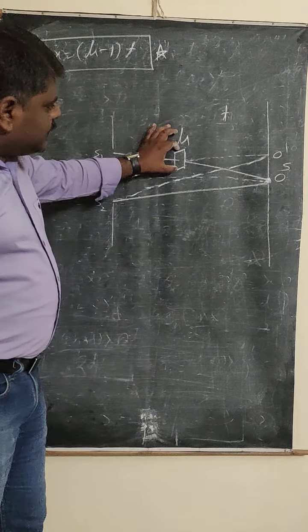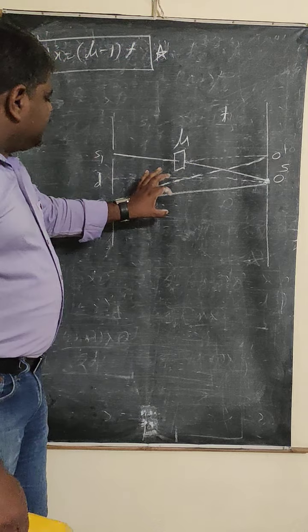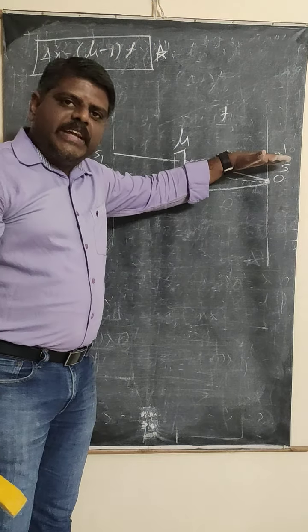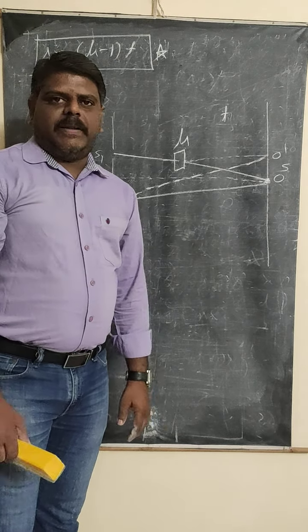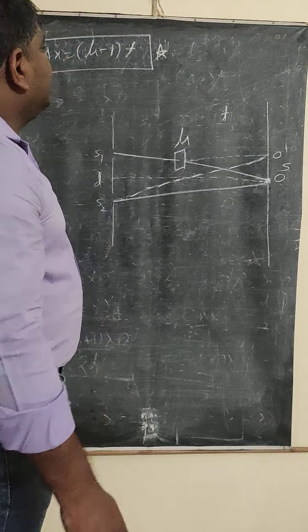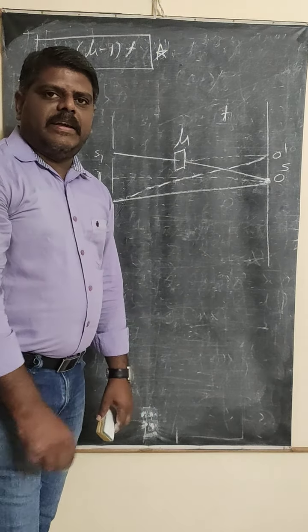For example, if this transparent glass plate is introduced in the direction of S2O, then what happens? In which direction will the fringe shift? The downward direction. So the total delta x equals (mu minus 1) into t. That is the condition you are going to take.